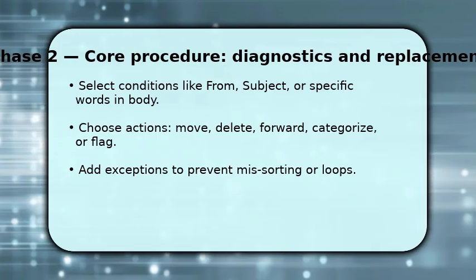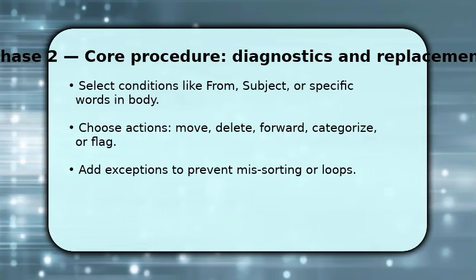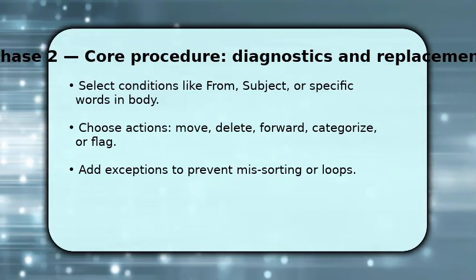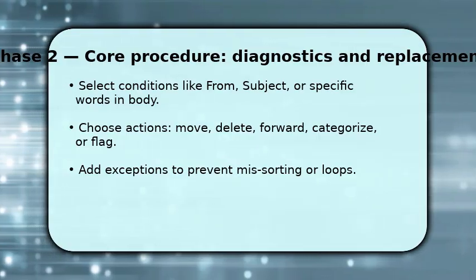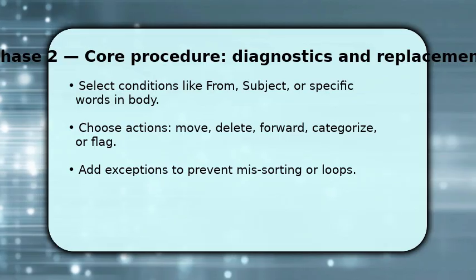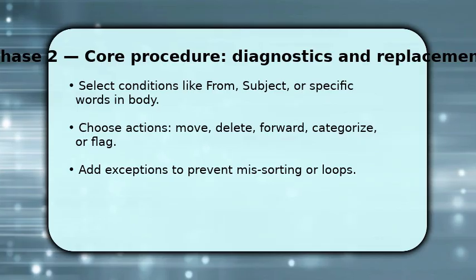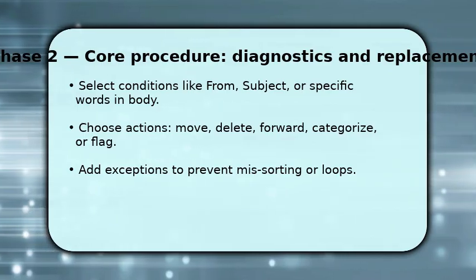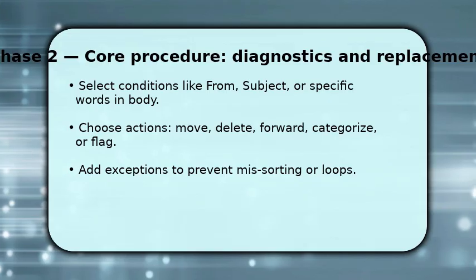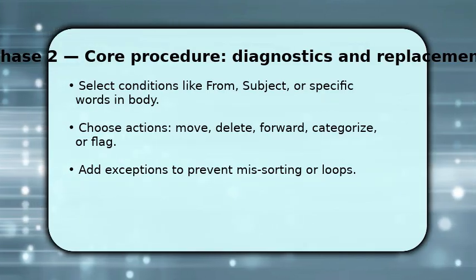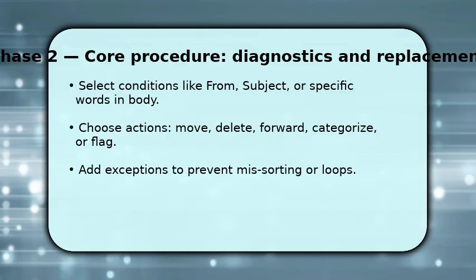Now you define the condition logic. You pick senders, subject words, or message properties that trigger the rule. You then assign actions: move to a folder, forward to another address, categorize, flag, or delete, and combine multiple actions if needed. Once you set actions, add exceptions so important messages aren't caught, like internal notices or mailing lists.